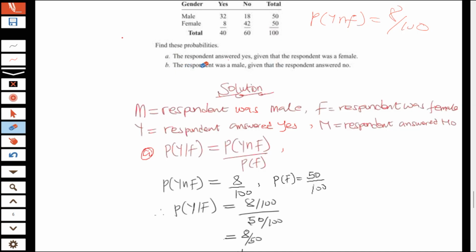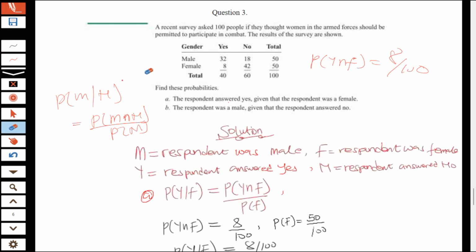Our second question is saying that the respondent was a male, given that the respondent answered no. So here we are having the probability of male given no, which can be expressed as probability of male intersect N divided by probability of N. So right now we have to just locate where male and no intersect. Here is male and here is no, so they are intersecting at 18. So here probability of M intersect N is giving us 18 divided by 100.